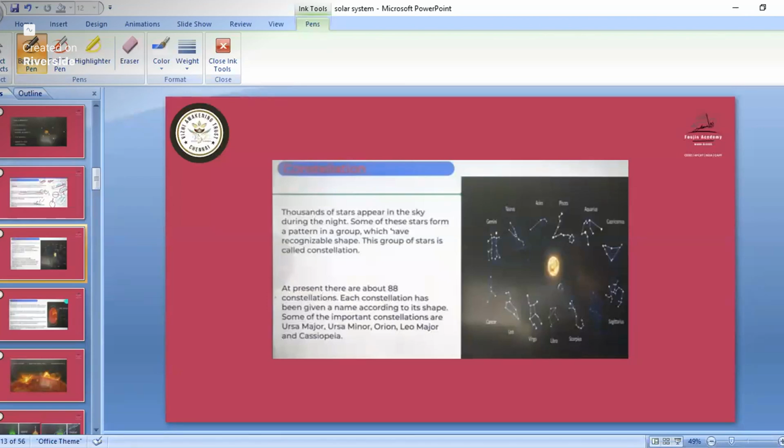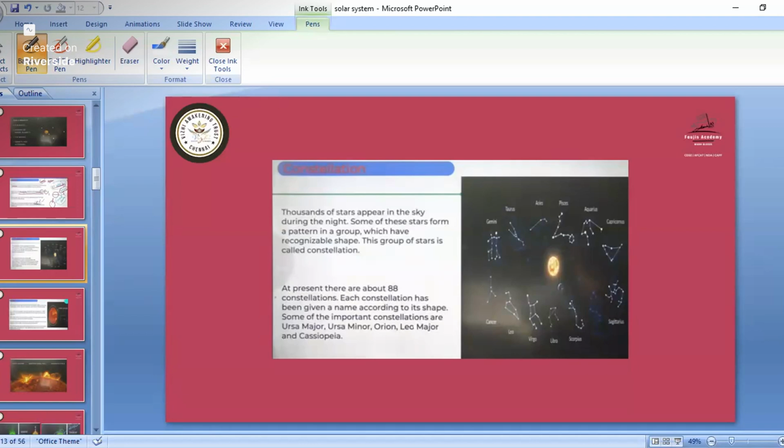Thousands of stars appear in the sky during the night. Some of these form a pattern in a group which has recognizable shapes. This group of stars is called a constellation. In constellations we also have the Saptarishi. Saptarishi, you know, that arrangement of stars, that 7 arrangement of stars, Sapt means 7. At present there are about 88 constellations. Each constellation has been given a name according to its shape. You know, all these stars are named after zodiac signs. You all know about your zodiac signs, so all those stars are named after the zodiac signs.